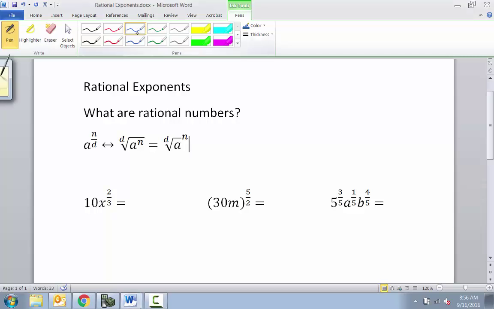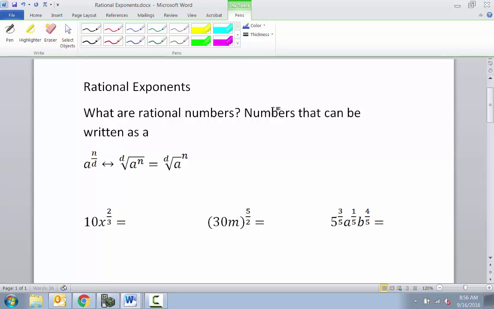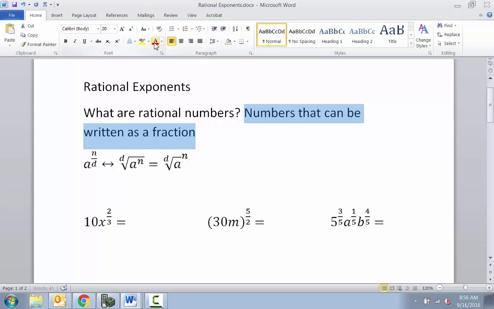All right, we're looking at rational exponents. So remember, what are rational numbers? These are numbers that can be written as a fraction. So we can put them into a fraction. And yes, that means they're repeating or terminating decimals, but really this is our definition.